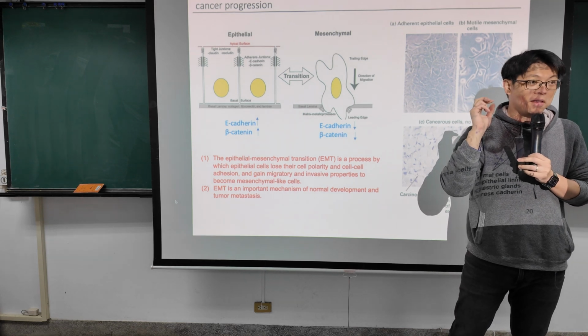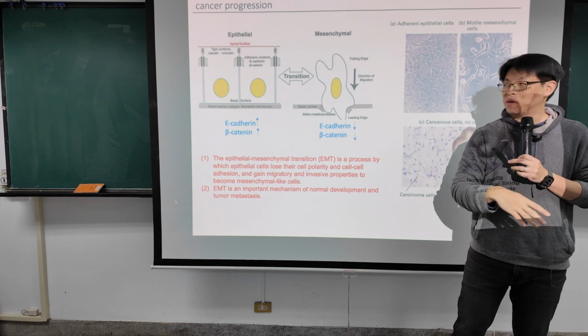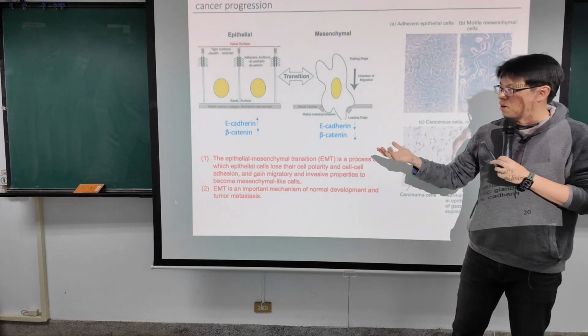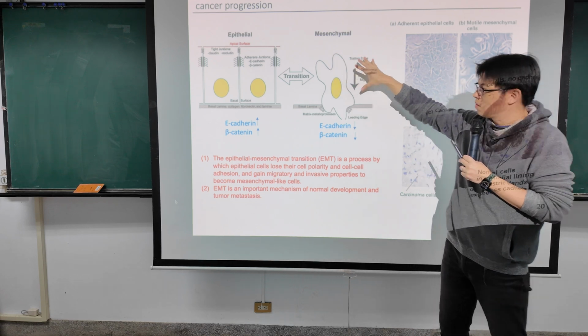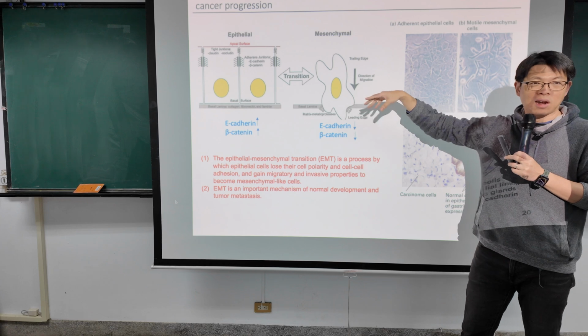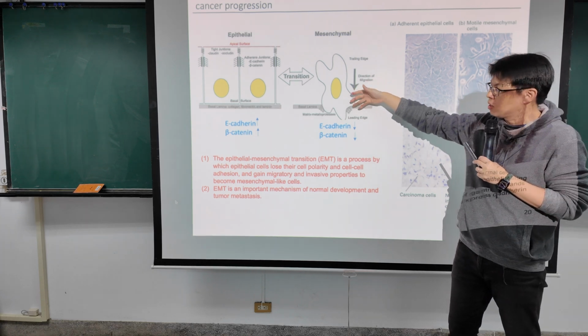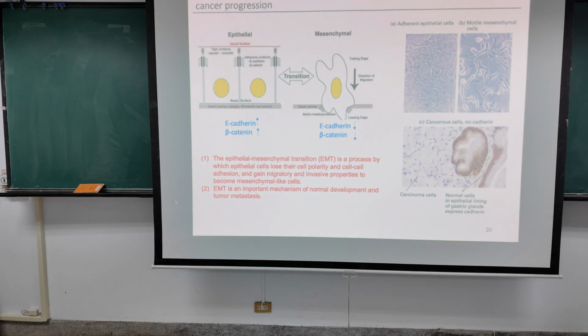Whether E-cadherin loss is the driving force, we don't know yet. There are controversial studies, but people generally observe that when cells shift to a mesenchymal-like state, they likely become tumor cells and have lower E-cadherin.